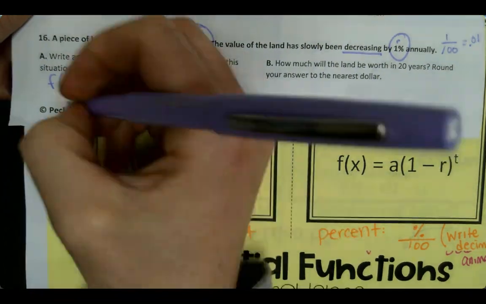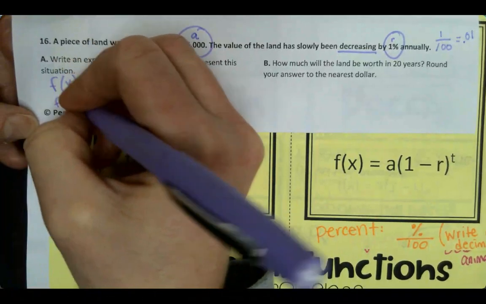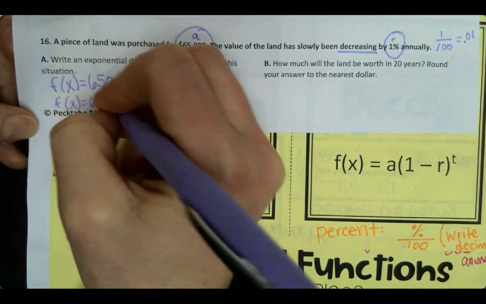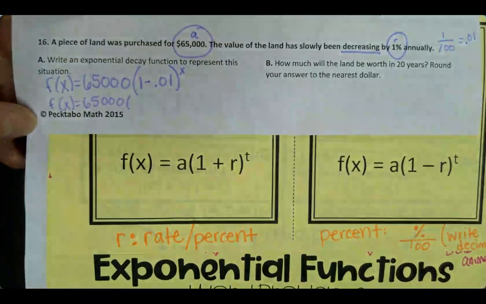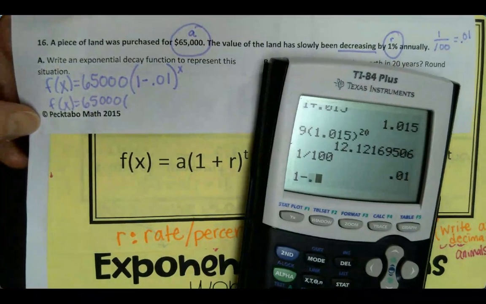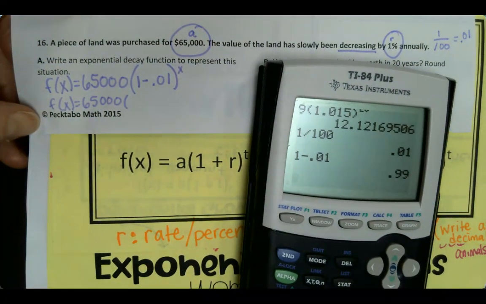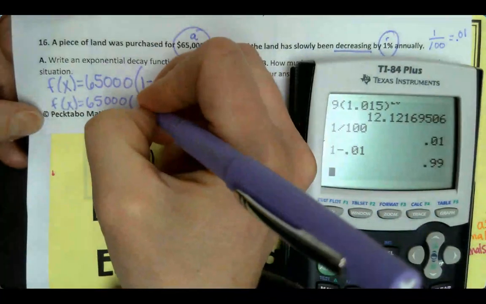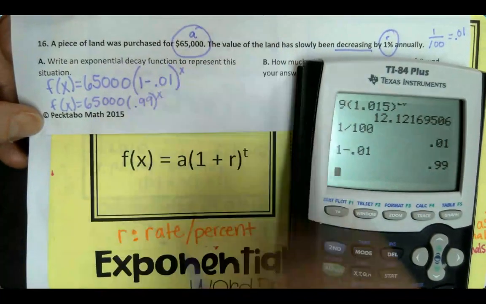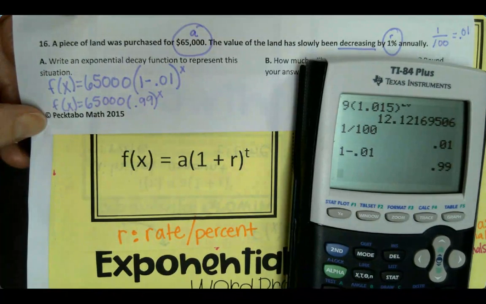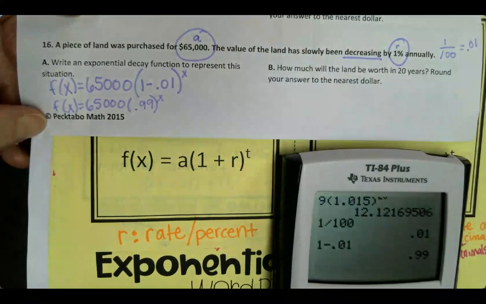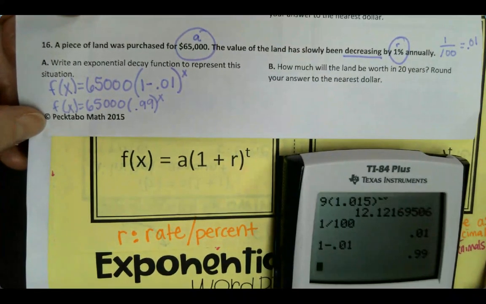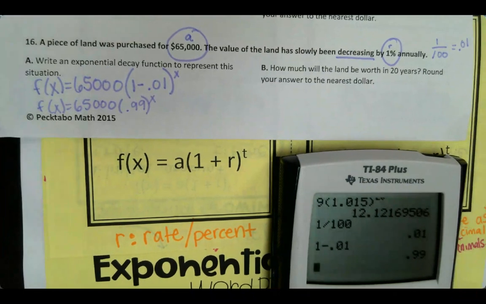We do need to go ahead and simplify it. So f of x equals 65,000. 1 minus 0.01, 0.99, that's what's going to go inside the parentheses, raised to the x. How much will the land be worth in 20 years? Round your answer to the nearest dollar.